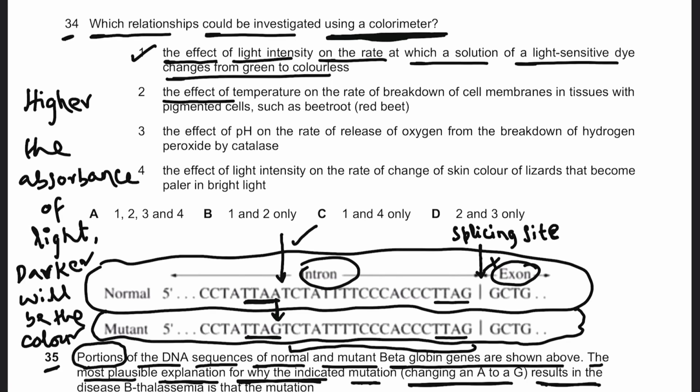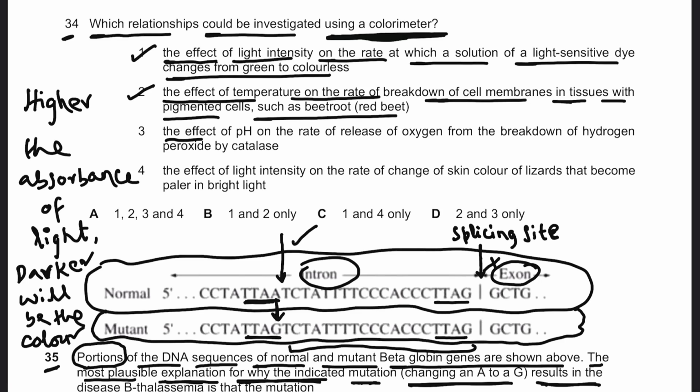The effect of temperature on the rate of breakdown of cell membranes in tissues with pigmented cells such as beetroot, red beet. Guys, this relationship can also be investigated using a colorimeter. What is the reason? Because as we increase the temperature, more cell membranes will be broken down and more pigment will be released from the cells. The pigment is red in color, and the absorbance by this color can be measured by the colorimeter. So this relationship can also be tested with a colorimeter.